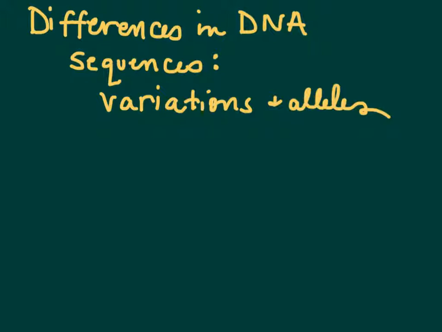These variations are simply just changes in genes, changes in DNA sequences. And these differences, those variations, as far as humans go, are typically just the difference between inheriting different alleles. Remember, an allele is a different version of a gene.